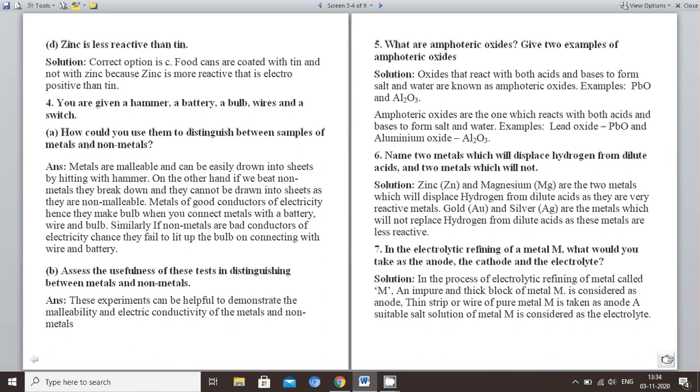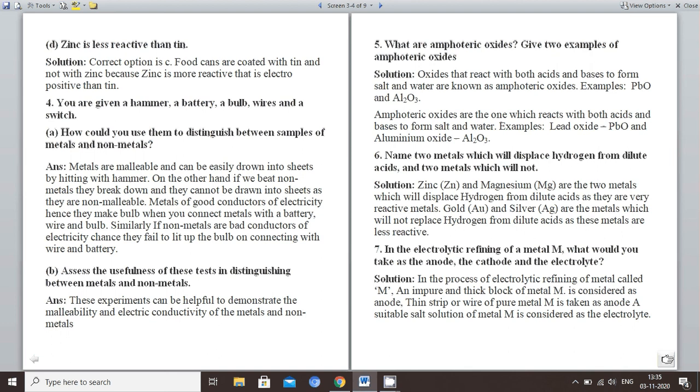So in the reactivity series, the elements that were below hydrogen will not displace hydrogen from dilute acids. They are gold and silver. And the ones that will displace it can be zinc and magnesium. Okay, next is question number 7.